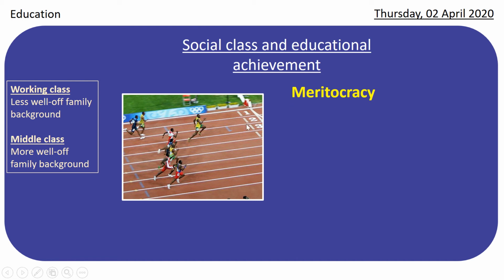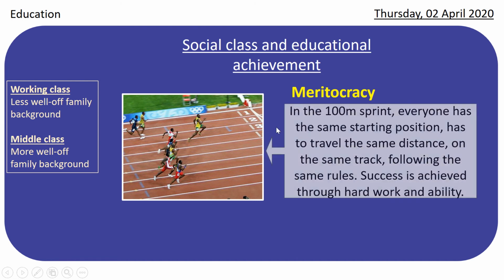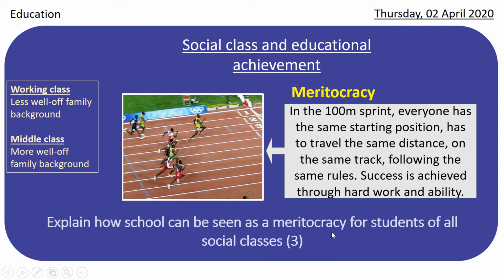Just to recap for you, the best metaphor for a meritocracy is the idea of a running race. Everyone has the same starting position, everyone travels the same distance, everyone's got the same goal. Those who are the best at running, those who've got the most ability, have worked hardest in training, will get the best result. In theory, school is supposed to be the same. Everyone comes to lessons at the same time, everyone does the same learning, everyone takes the same exams. We've looked at that before.